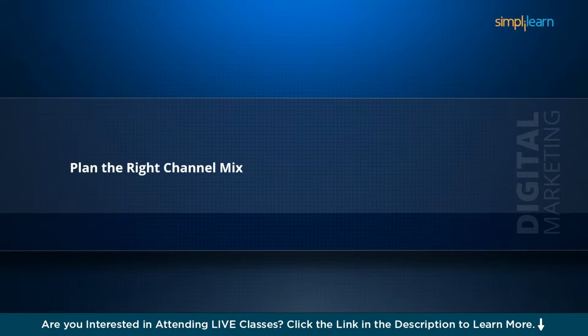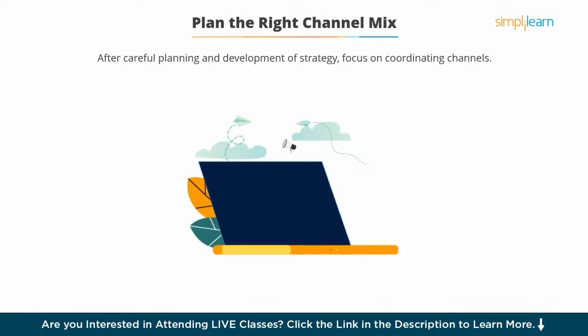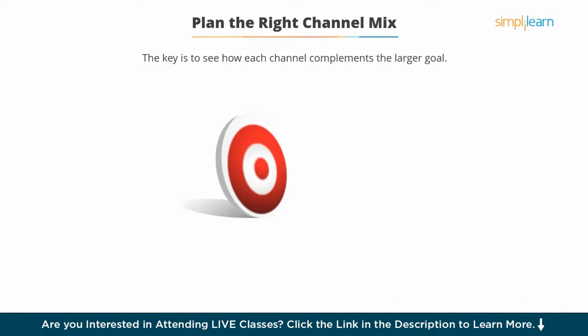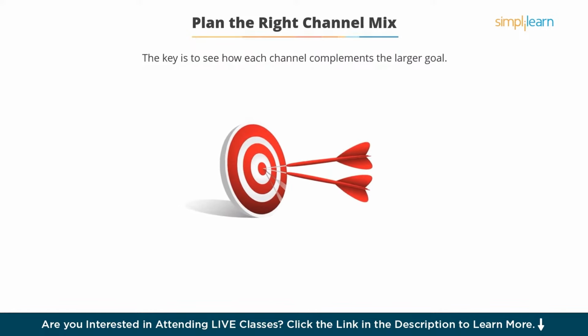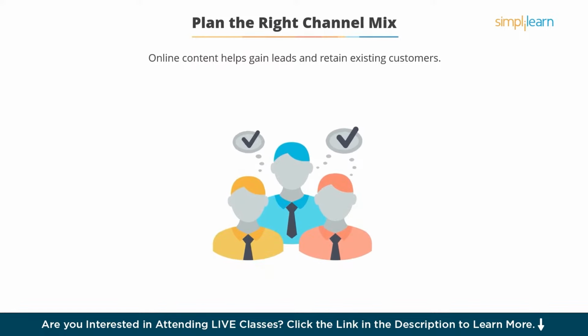Plan the right channel mix. After careful planning and development of strategy, the question is no longer which channel, but how can we coordinate channels to promote coordinated communications that meet our business objectives. The key is to see how each channel complements the larger goal or purpose. For example, if I am developing thought leadership content and pushing it online to meet my business objectives, in this case, my business objectives could be gain leads and retain existing customers. Then, because of this, I will approach my online channels differently.